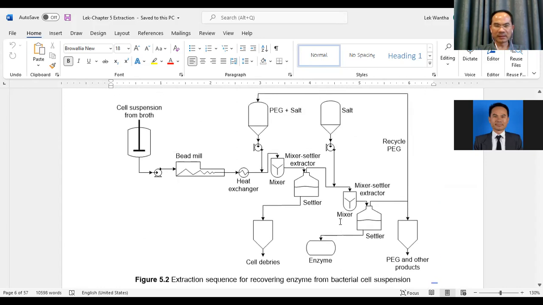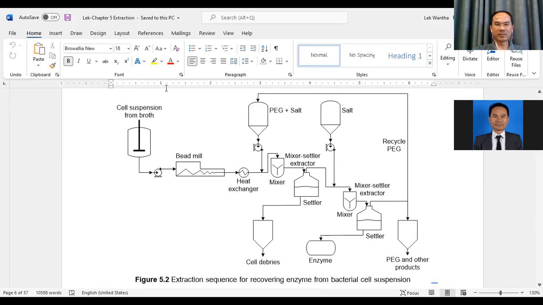And this is another example of extraction. This is the aqueous phase extraction system. With aqueous phase extraction, we choose the extraction to remove or recover the enzyme from bacterial cell suspension. For this case, we produce enzyme from the bacteria. After the fermentation, we have some cell suspension.